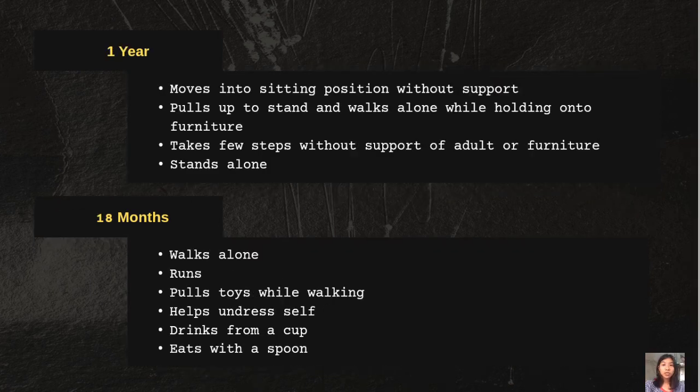When they reach the age of 1 year old, they can now move into sitting position without support, can pull up to stand and walk alone without holding onto furniture, can take a few steps without support of adults, and they can stand on their own. By the age of 18 months, or 1 year and 6 months, they can walk alone, run, pull toys while walking, help undress themselves, drink from a cup, and they can eat using a spoon.